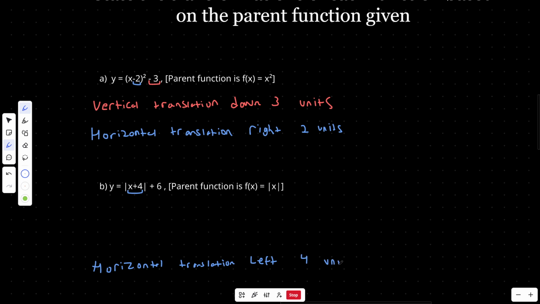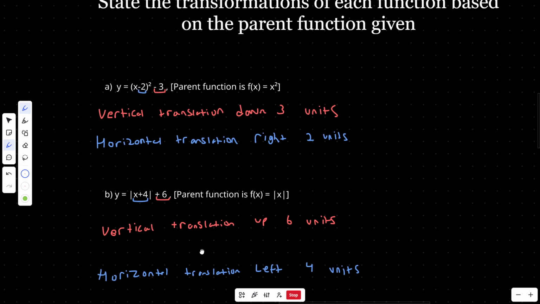4 units. And for the vertical translation, we look on the outside of the function. So there's a plus 6 attached here, so that basically means we're going up 6 units. So we can say vertical translation up 6 units. There we go. We've identified all the transformations.